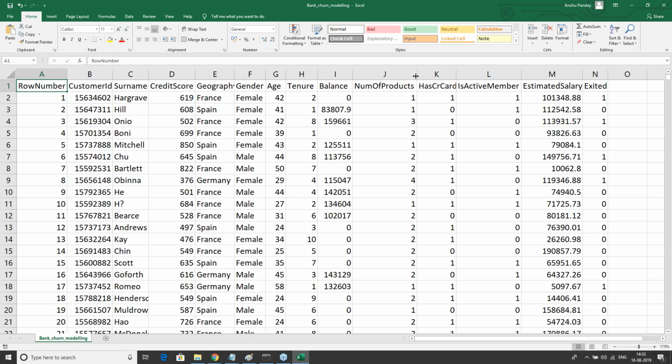Do you agree that at least for these three columns, row number, customer ID, and surname, we can reject these three columns and drop them out? These three columns don't make any sense with respect to whether the customer is going to leave or not leave the bank, right? So we can drop them, right? So that's what we're going to do. We're going to simply drop these three columns, considering that these three are not relevant. Okay, so let's do that and go ahead with it.